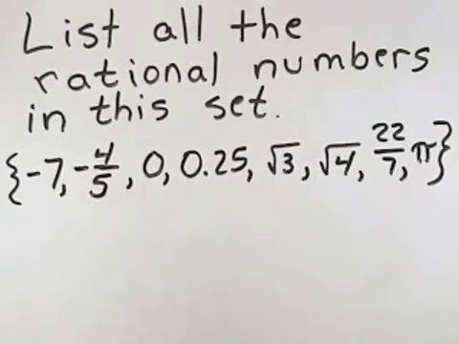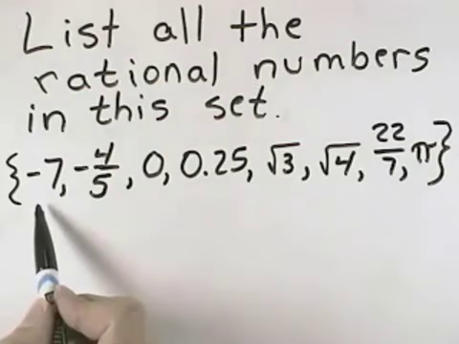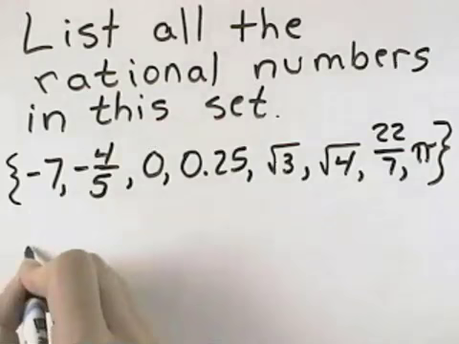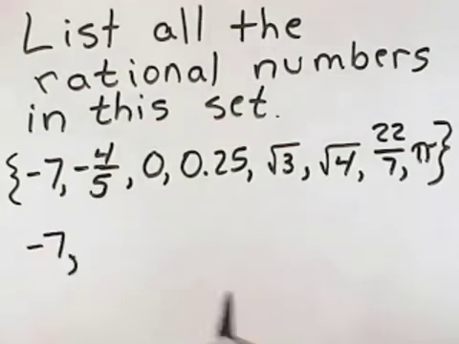For this problem, we want to list all the rational numbers in this set. Remember that rational numbers are any number that can be written in fraction form. So of course any number that's already a fraction would be a rational number, but also any other number that can be written as a fraction. For example, -7 could be expressed as -7/1. So -7 is a rational number.